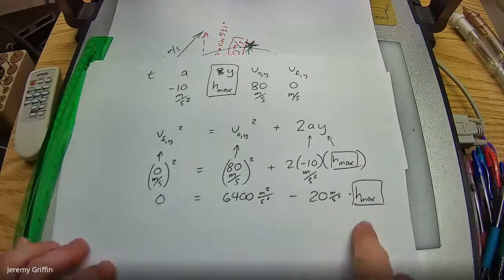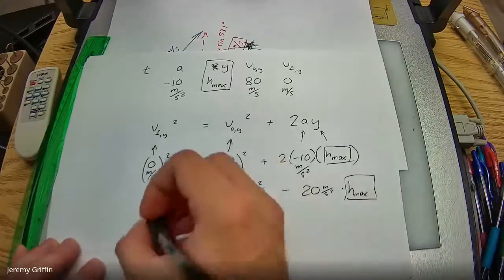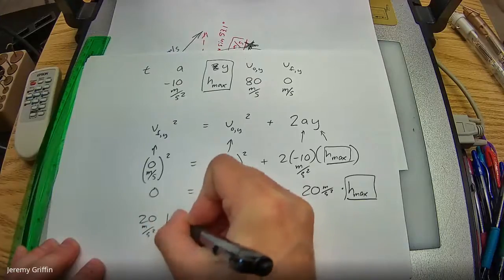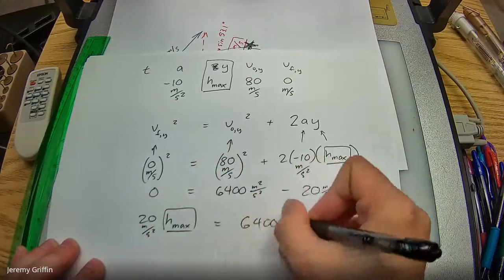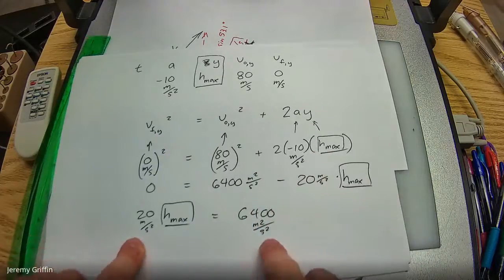That would look like that, right? Okay. Put that over. So 20 H max is equal to 6,400. Then a bunch of weird units. Okay, now all the seconds cancel.